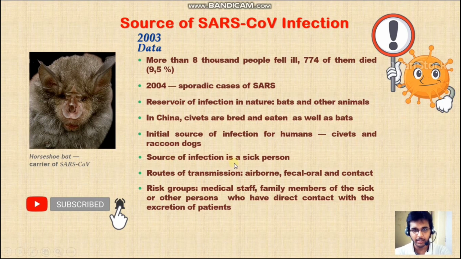The source of this infection is a sick person. It can be transmitted only from a sick person to a normal person. The routes of transmission are airborne and fecal-oral contact. The risk groups are medical staff treating the patients, family members of sick patients, or other patients who have direct contact with the excretions of patients, and droplet infection may also occur.